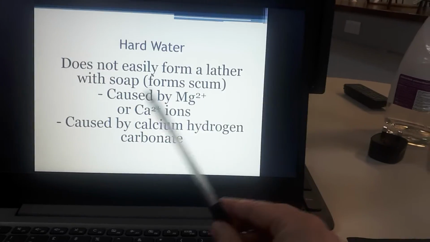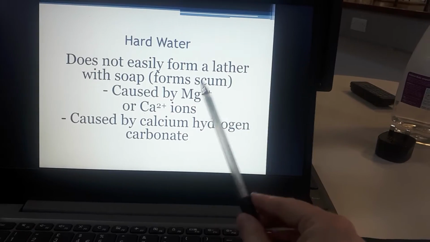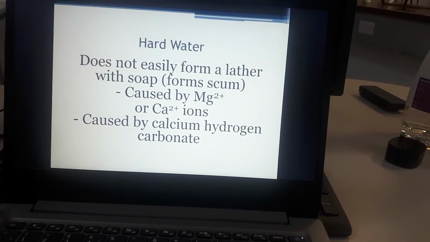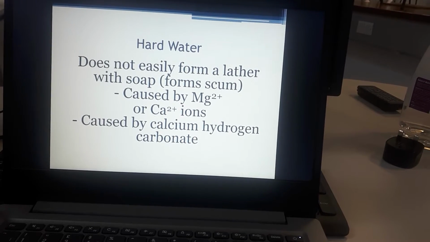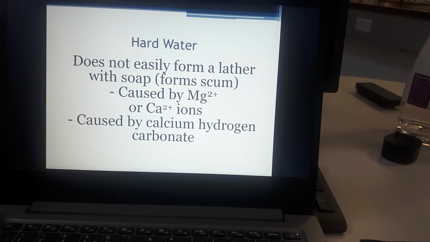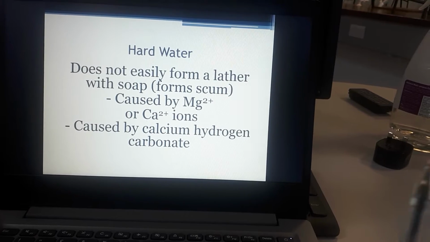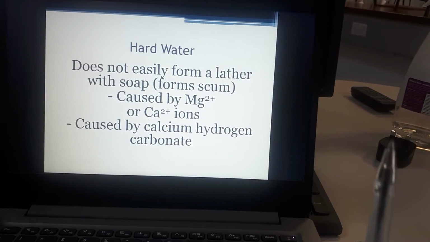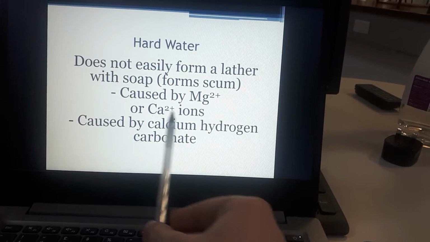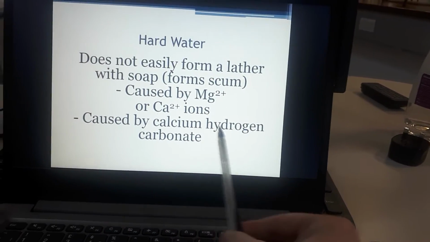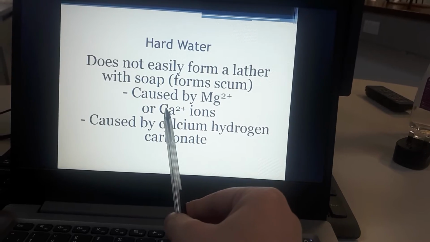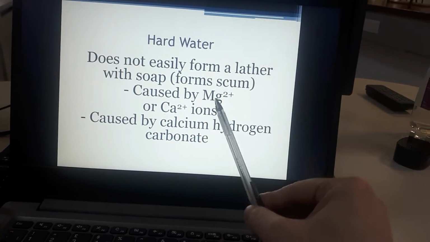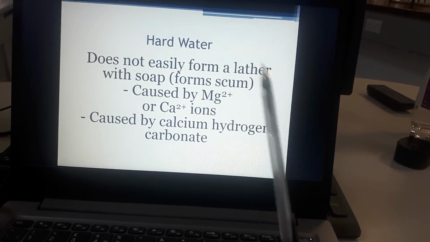It is only caused by two types of ions, Mg2+ and Ca2+ ions. So only those two types of ions cause hard water. If those Mg2+ or Ca2+ ions are not present, you will not have hard water present. And you need to know what is the substance. Now, calcium hydrogen carbonate is obviously what causes the Ca2+ ions. Magnesium hydrogen carbonate would be what causes Mg2+.